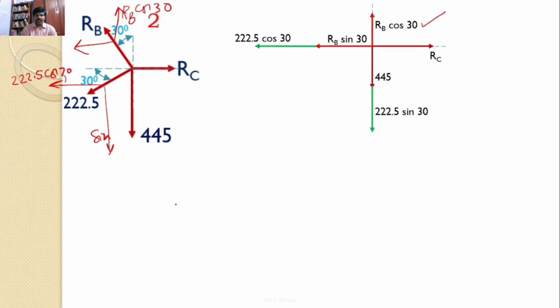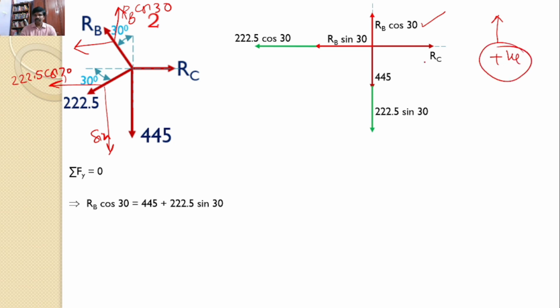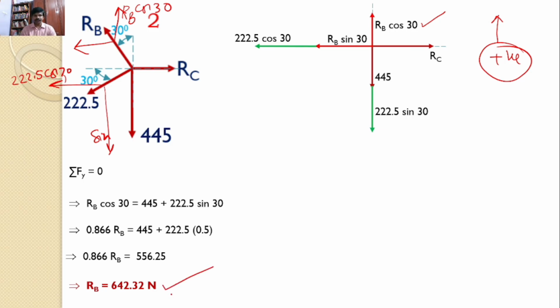Now we can apply the equilibrium equations sigma Fy is equal to 0 and sigma Fx is equal to 0. Here I will take the upward direction as positive. Hence RB cos 30 is equal to 445 plus 222.5 into sine 30, or you can say 0.866 into RB is equal to 445 plus 222.5 into 0.5, and after simplification you will get RB is equal to 642.32 newtons. This is the answer for this problem.